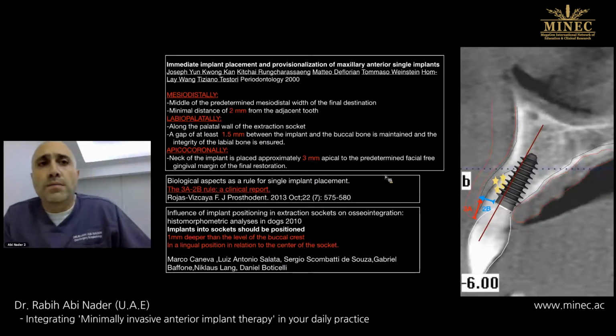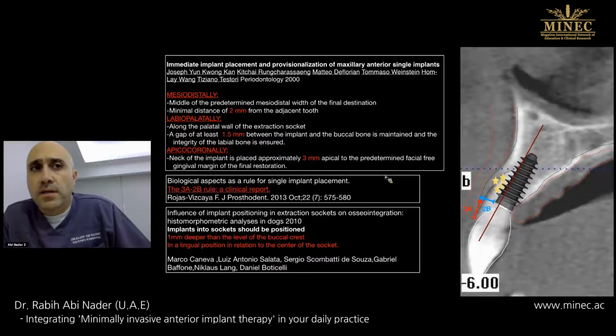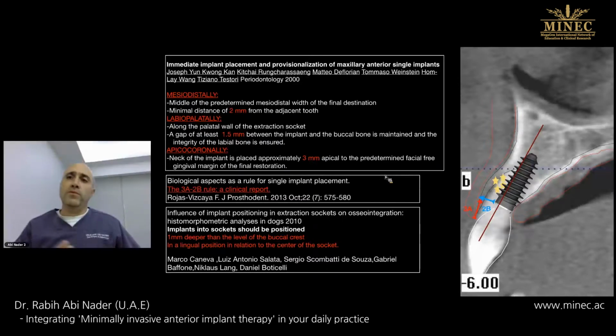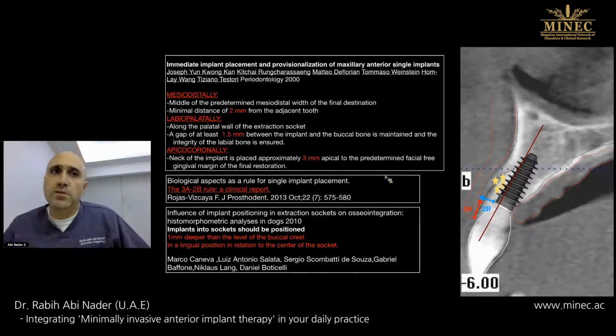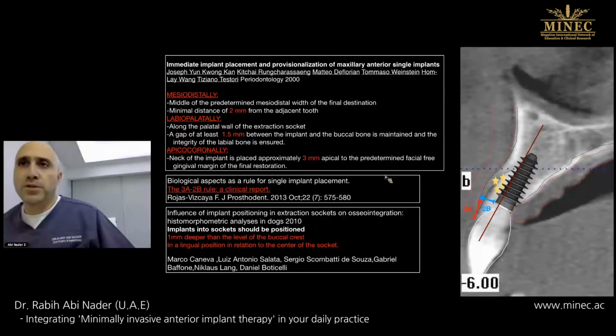And also Marco Caneva, in his publication in 2010, advises that the implant has to be 1 millimeter deeper than the level of the buccal bone, and it has to be in a lingual position in relation to the center of the socket. So you can see this is the center of the socket. It has to be palatal, and whatever your bone is, the implant has to be around 1 millimeter deeper than the buccal crest. So it all gives us somehow the same position.